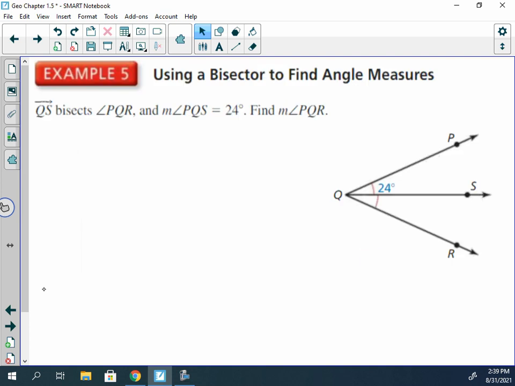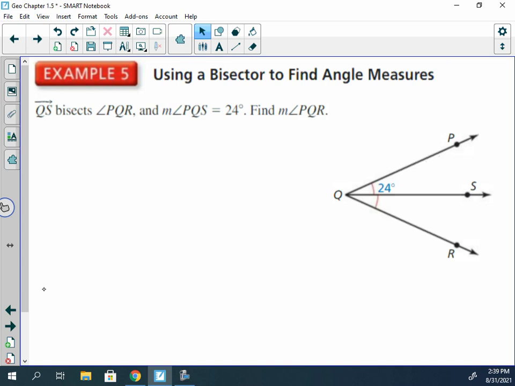Now the next problem is this here. Now let's see what it says. QS bisects angle PQR. Well, we've talked about bisect before, yes? Because we talked about line segment bisectors the other day. And what had happened when we had a line segment bisector? It cut it in half, yes? And so the two segments were congruent to each other. We can solve from there.